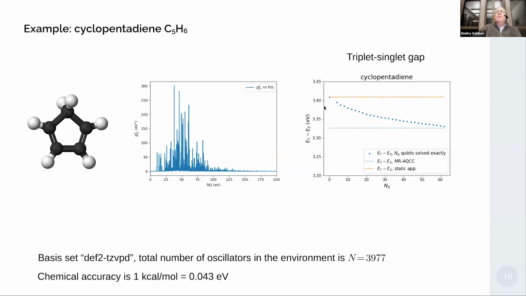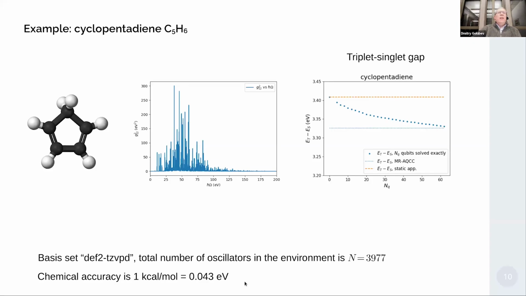So this is the result for the first excitation energy, the triplet-singlet splitting, basically. The accurate result calculated by this advanced quantum chemistry method, coupled cluster, is shown by this blue dotted line. This orange line shows the static approximation, already rather accurate. As you can see, the difference is less than 0.1 electron volt for this molecule. But if I vary NQ and include more and more qubits and solve them exactly, the result approaches this accurate value very, very closely. This is basically the whole point.